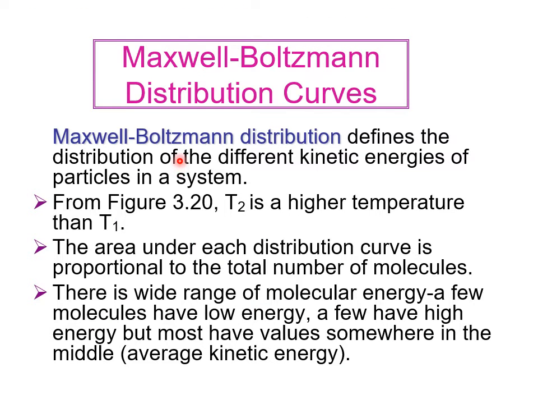What is the Maxwell-Boltzmann distribution curve? It defines the distribution of the different kinetic energies of particles in a system. From the figure that we have seen previously, T2 is a higher temperature. The area under each distribution curve is proportional to the total number of molecules. There is a wide range of molecular energy. A few molecules have low energy, a few have high energy, but most have values somewhere in the middle. So we call this the average kinetic energy.